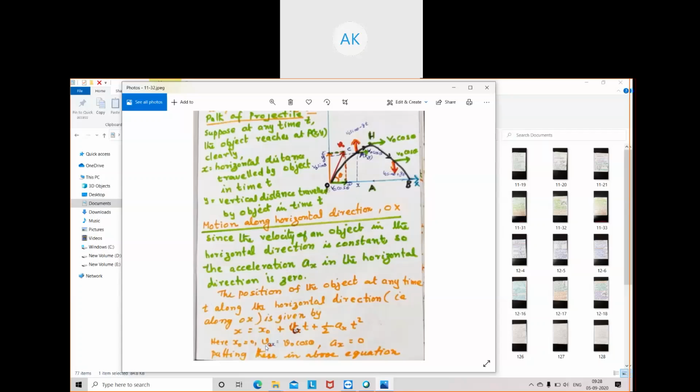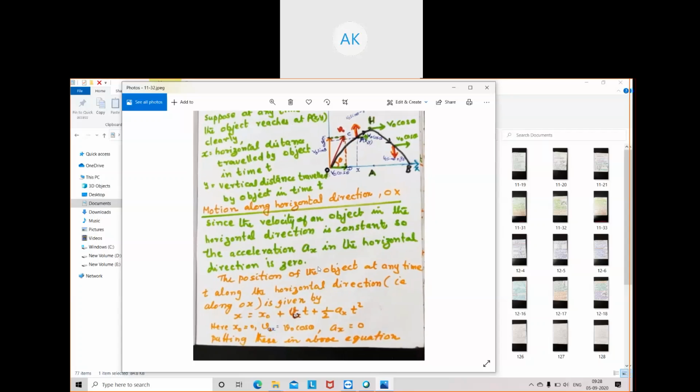Here x0 is equal to 0. O is the origin, and the origin coordinates are x coordinate 0, y coordinate 0. So 0, 0 is the initial position, and x0 is substituted as 0.